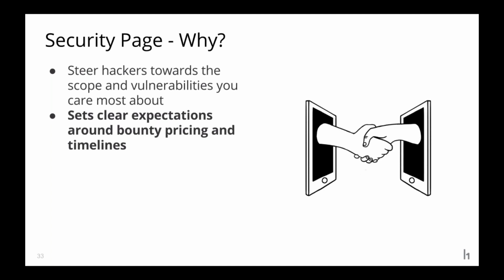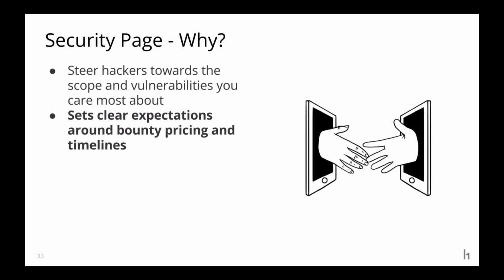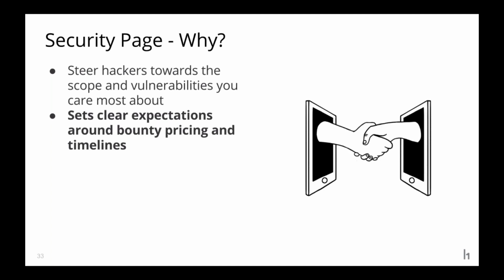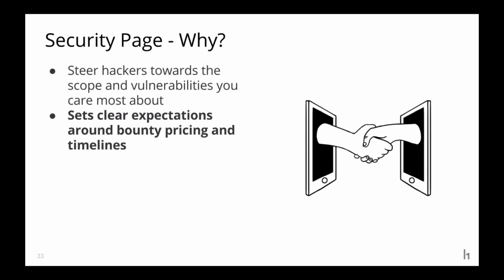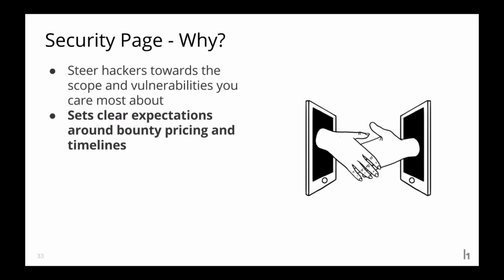It also sets clear expectations around bounty pricing and timelines. The last thing you want to happen is a hacker spends all weekend looking for a bug, they find remote code execution, they're expecting, I don't know, $10,000 for it, but due to your budgetary constraints, you're only paying $1,000 for that type of bug at this time. If you can set that expectation up front about how much money a hacker can expect based on the type of issue, that'll result in less miscommunication moving forward.